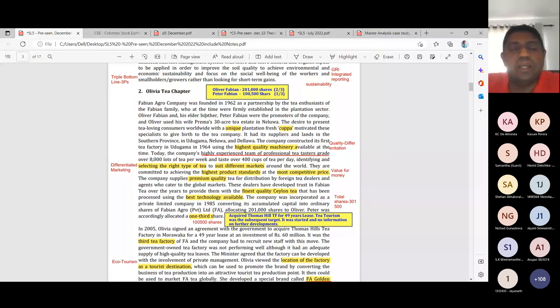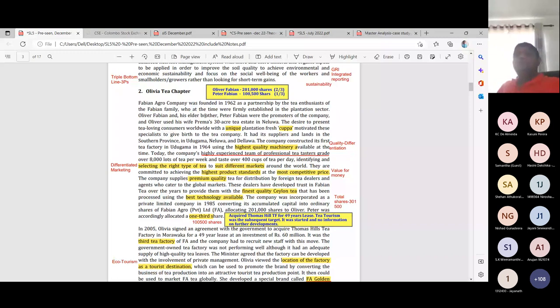So today the company has a highly experienced team of professional tea tasters who grade over 8,000 lots of tea per week and taste over 400 cups of tea per day. So the quality aspect is really good, no? They have a continuous quality checking process within the organization, identifying and selecting the right type of tea to suit markets around the world.